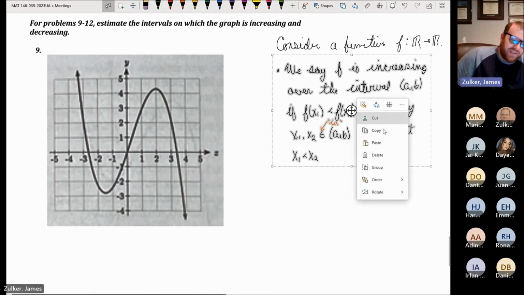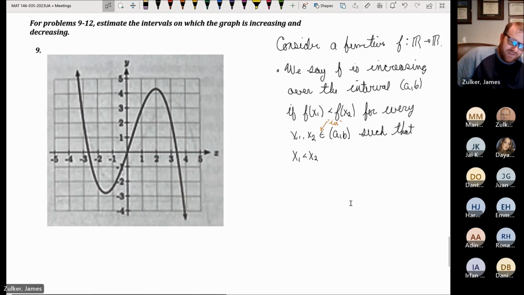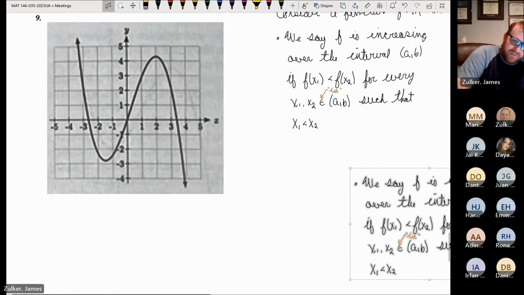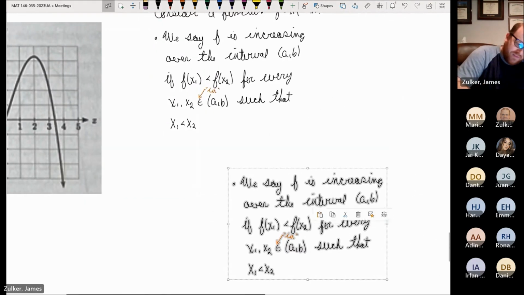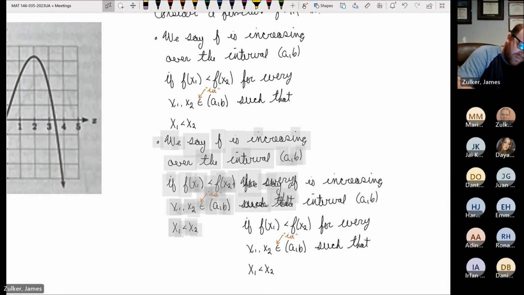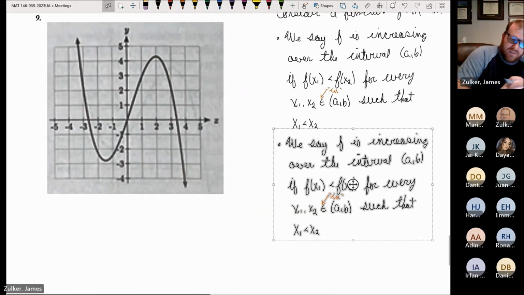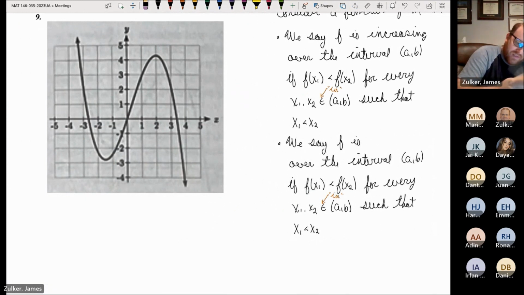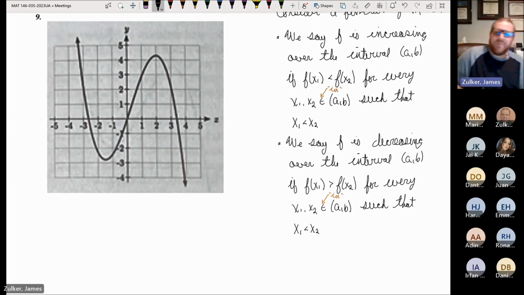And guess what decreasing means? Right? It means the values of your function are getting smaller. So f of x1 is greater than f of x2 for every x1 and x2 in your interval, such that x1 is less than x2.